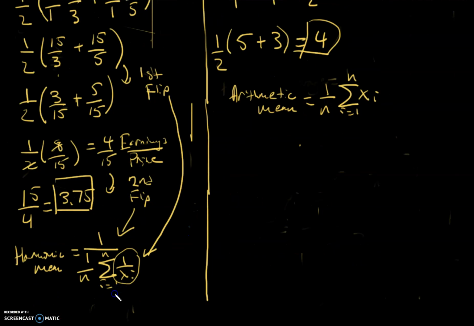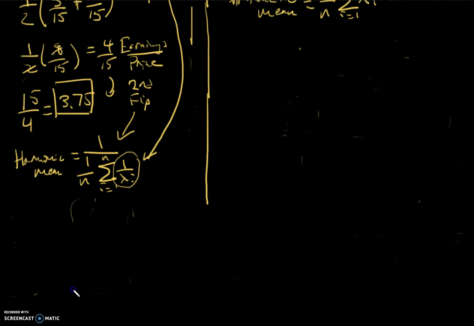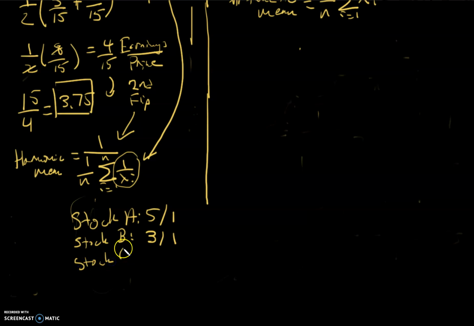Now, why does the harmonic mean do this? Well, one of the reasons is that it wants to control for outliers. So what do I mean by this? Let's say that you have 3 stocks instead of 2. So stock A we know is 5 over 1. Stock B we know is 3 over 1. And let's say that stock C is something very unusual compared to these two. Let's say it's 1,000 over 1.